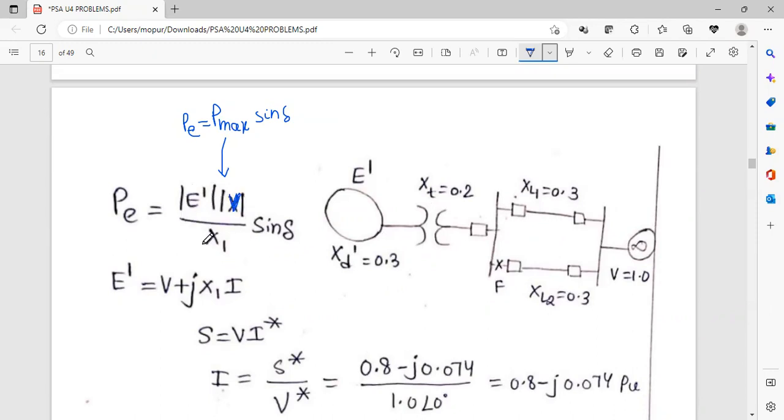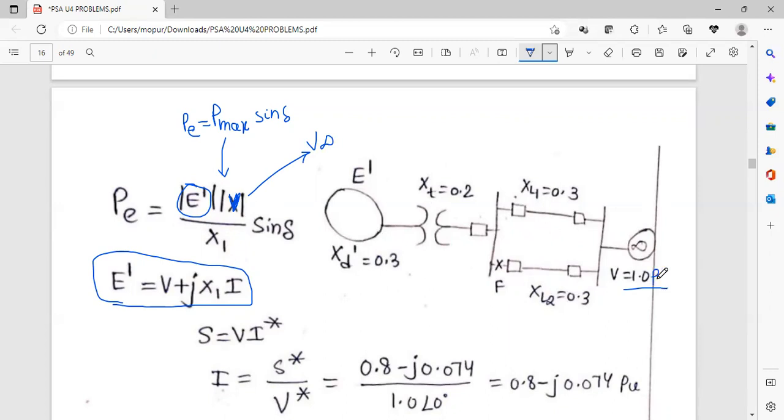E dash is equal to V divided by X1. How to find this E dash formula: E dash is V plus J X1 into I. Now this V is the voltage at the infinite bus bar, which they had given as 1.0 per unit.